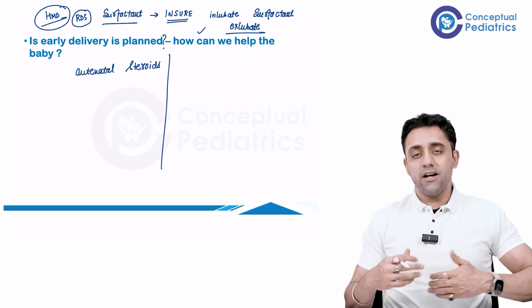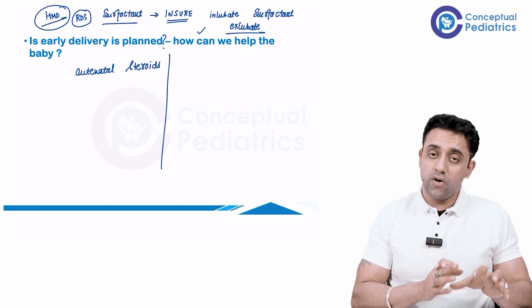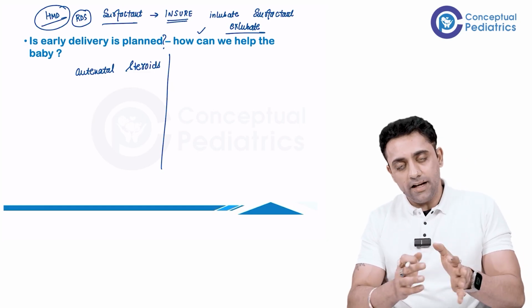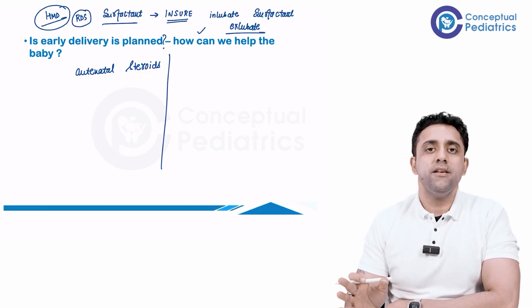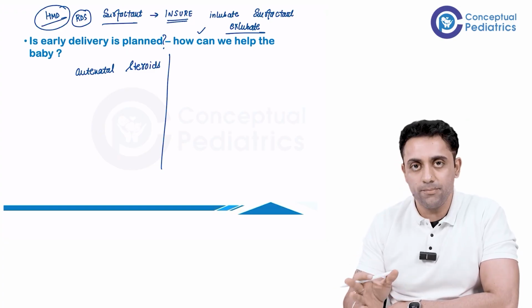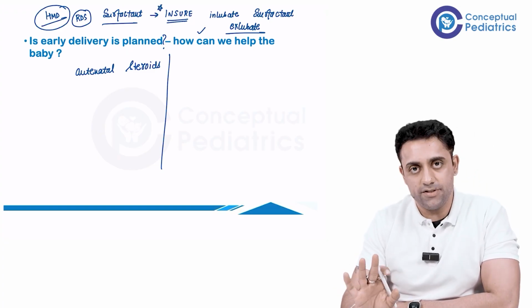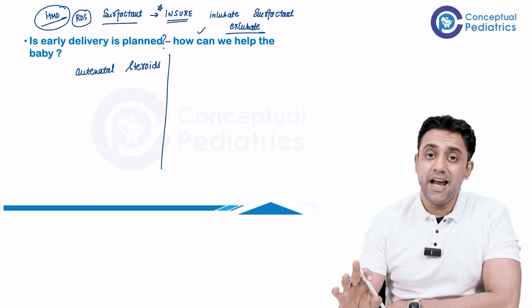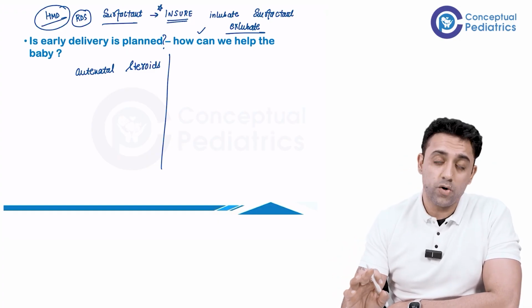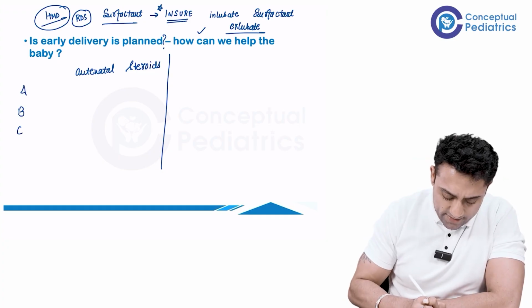So is early delivery planned? Yes. If the mother is pregnant, you give steroids to the mother. Once the baby is out, there is no use of giving steroids to the mother. You directly give surfactant to the baby using the INSURE technique, and the INSURE technique is a star mark MCQ. Okay, next question. Antenatal steroids. What are the options we have for antenatal steroids? We all know A, B, C, D.